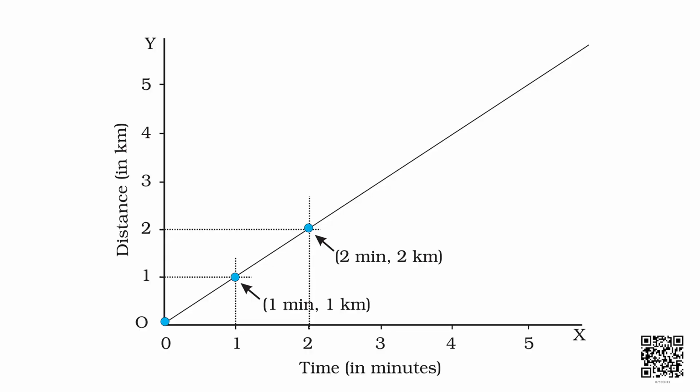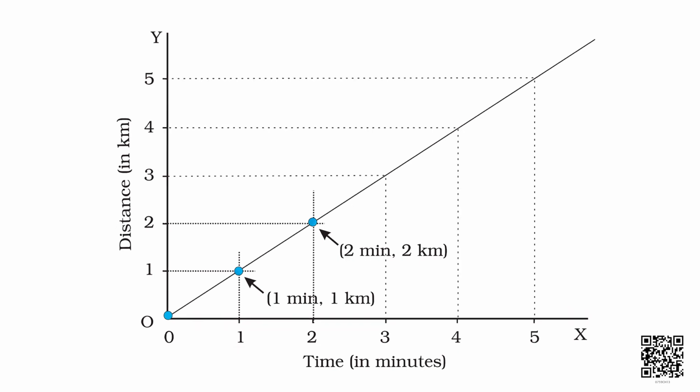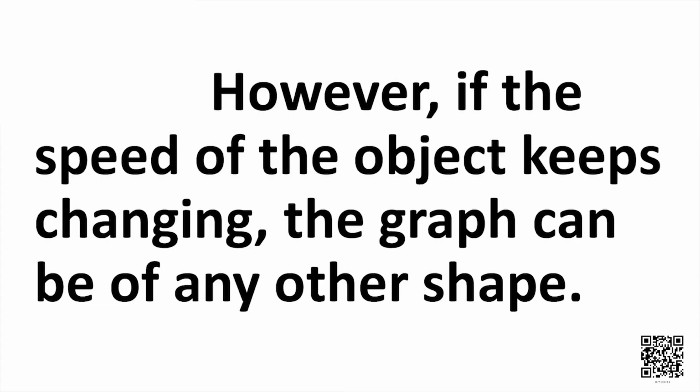Now see this figure, students. It shows the set of points on the graph corresponding to positions of the car at various times. Join all the points on the graph as shown in this figure. It is a straight line. Now this is the distance time graph for the motion of the car. And if the distance time graph is a straight line, it indicates that the object is moving with a constant speed. However, if the speed of the object keeps changing, the graph can be of any other shape.